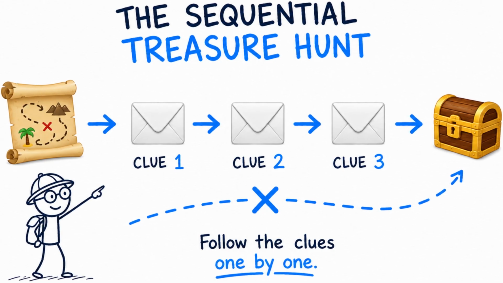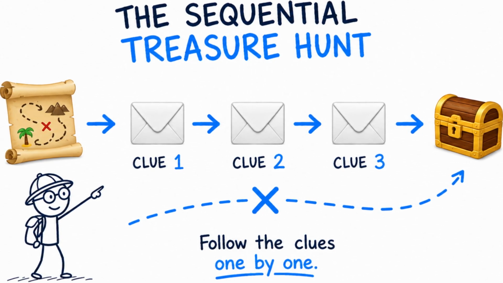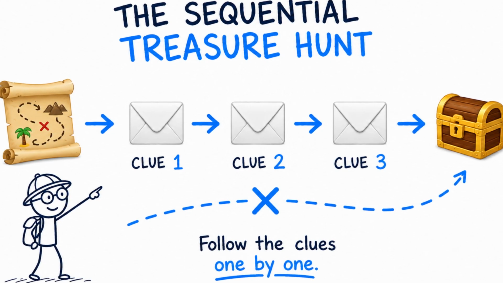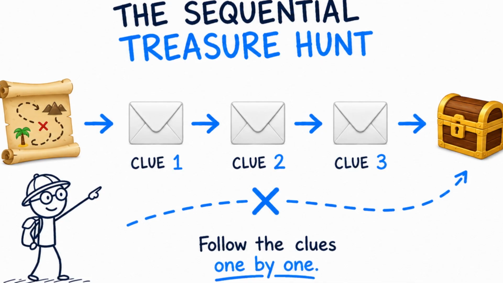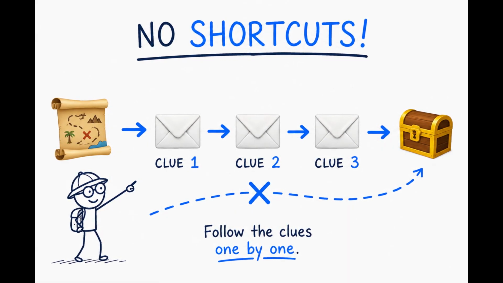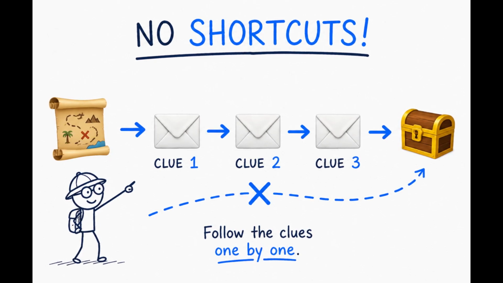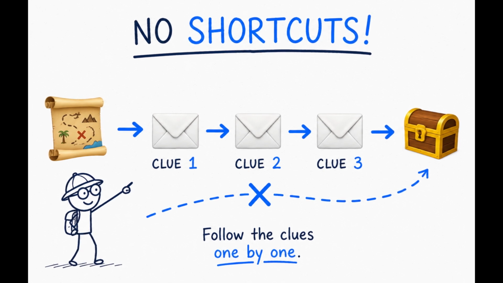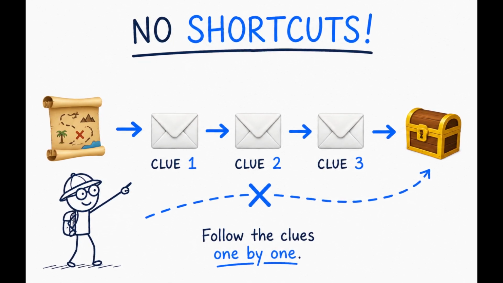Think of traversal literally like a sequential treasure hunt. You start with a map that leads you to the very first clue, which is sealed in an envelope. Well, you cannot just skip to the final treasure. You have to open that first envelope to find the pointer to the second, and open the second to find the pointer to the third. You have got to follow the pointer chain without skipping any steps.